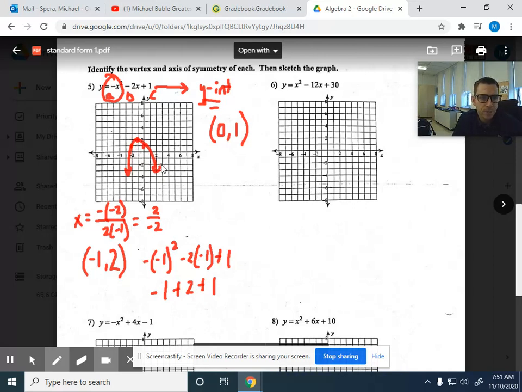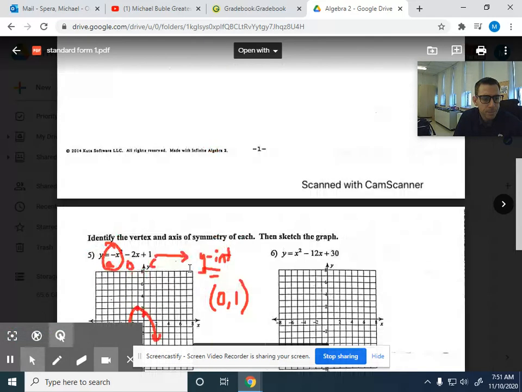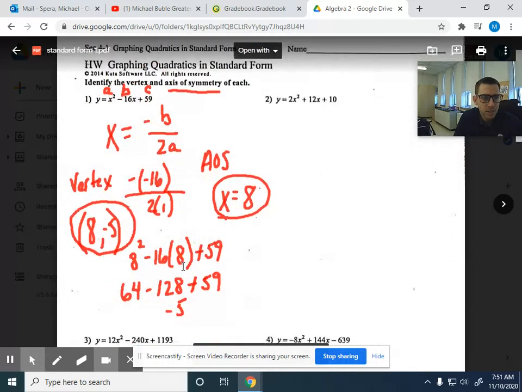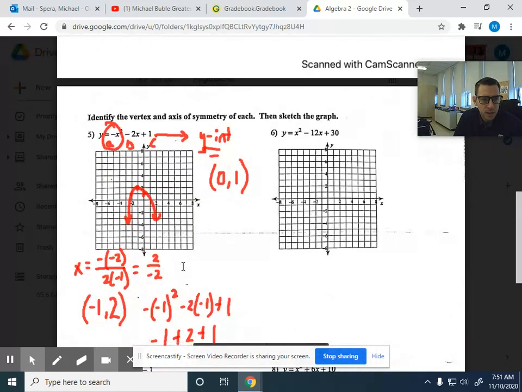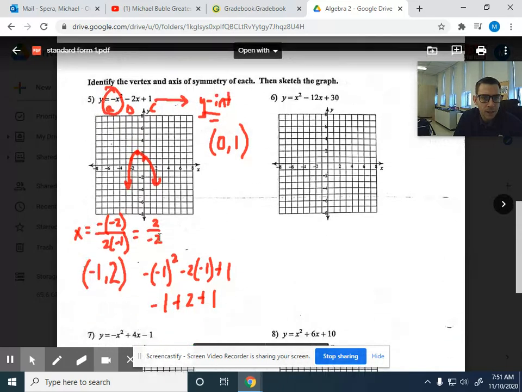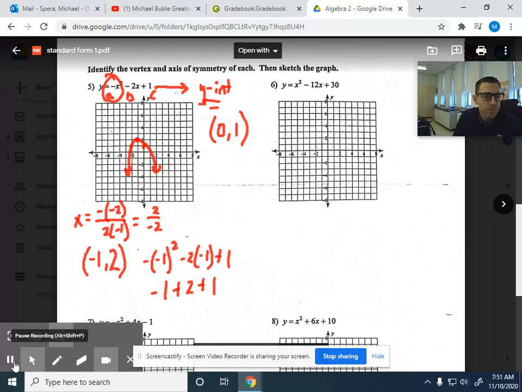Now, we happen to also land on positive 1 because of A, because we went down 1 and over 1 in both directions. All right. So again, here's just a quick video, guys, outlining simply how to find the vertex and the axis of symmetry, and then going down here and actually graphing it. All right. Thanks, guys.